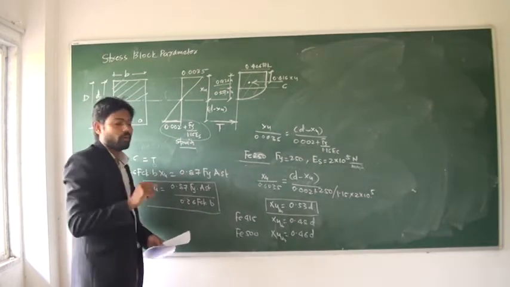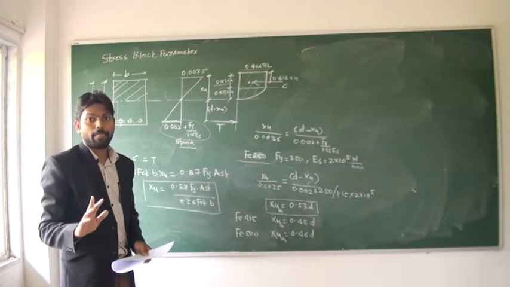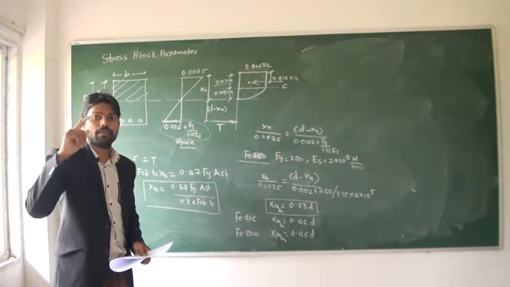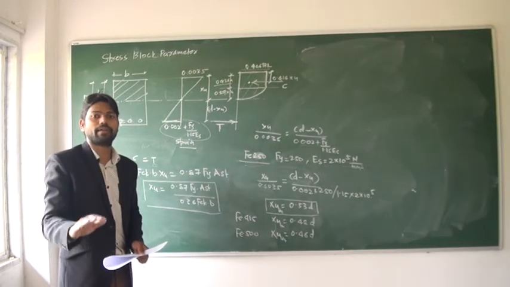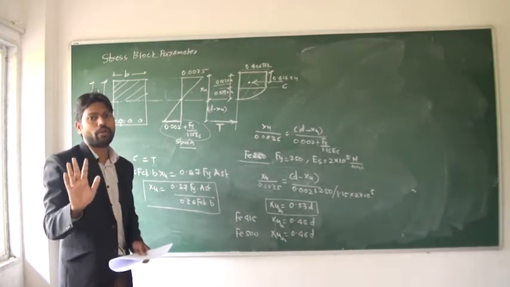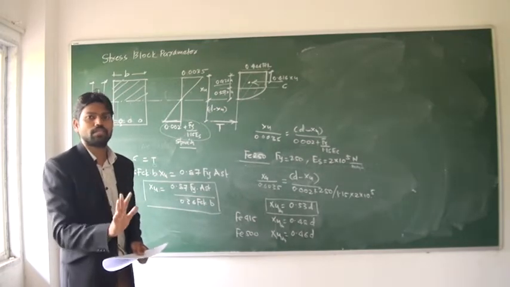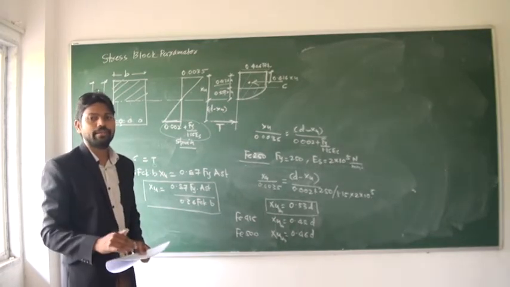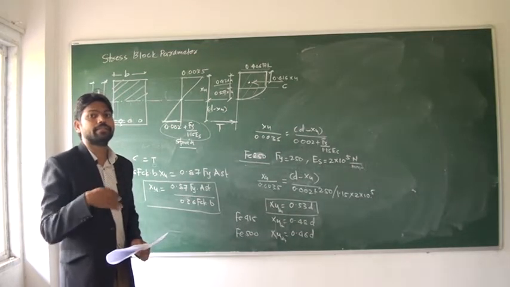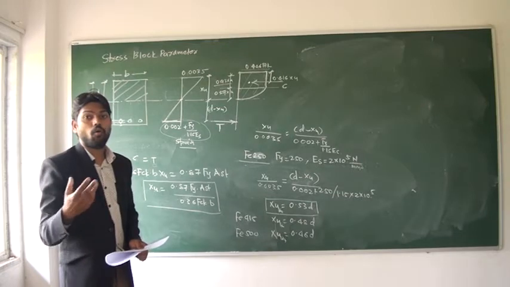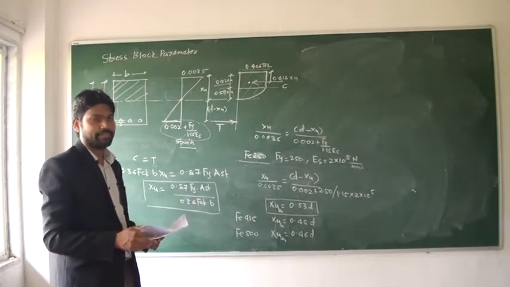In that case, steel will fail first and concrete later. When steel fails first, the failure will be ductile, because steel is a ductile material. So it will give you a warning that the beam is failing. That is okay, and such failures are allowed in the limit state method. But what will happen if the reinforcement is over, meaning reinforcement is more than required for the balanced section?